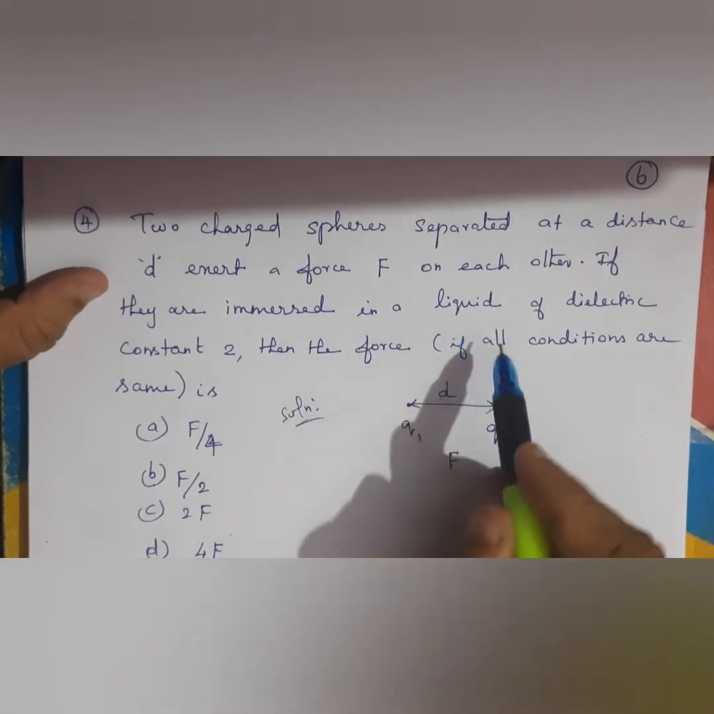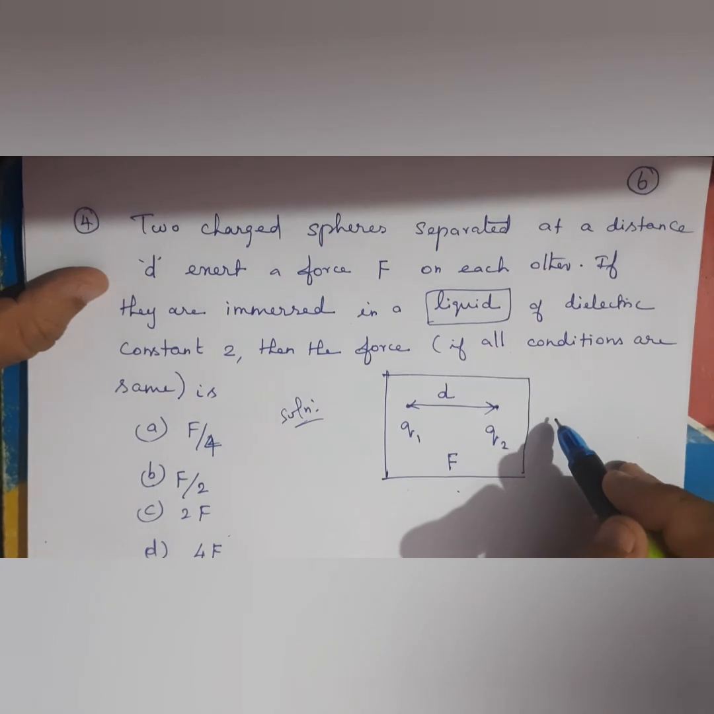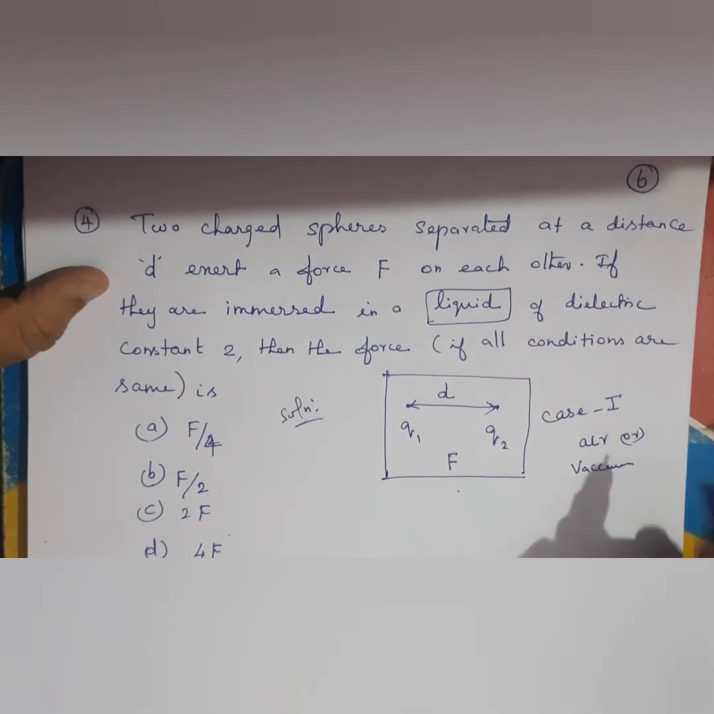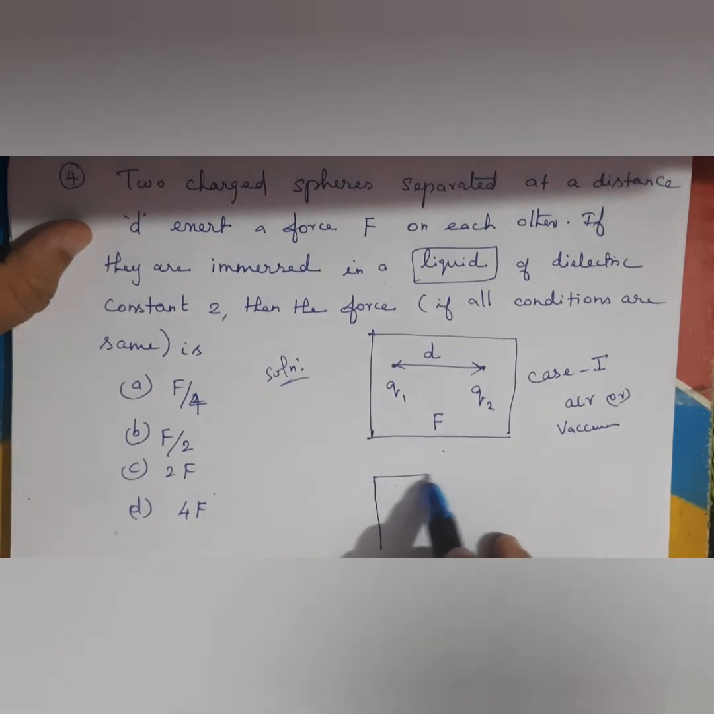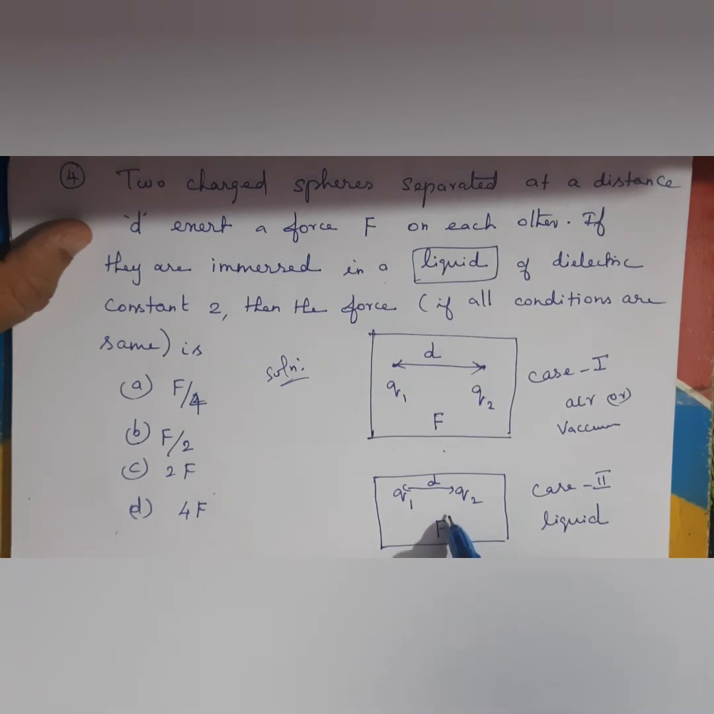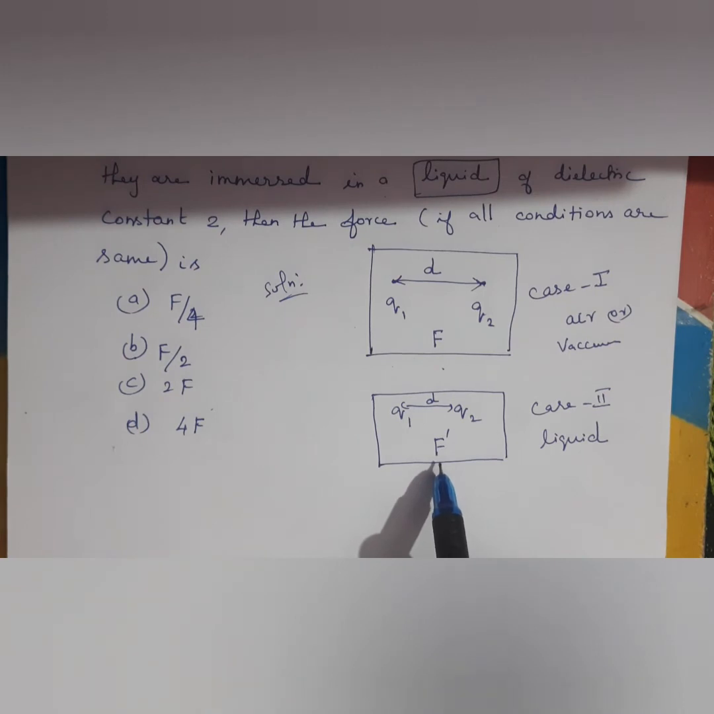If they are immersed in a liquid. Now for both the charges, this one is case number 1. In this case, the medium is air, that means vacuum. So case number 1: medium air or vacuum. Case number 2: they are immersed in a liquid. So the same system Q1, Q2 separated by a distance D is immersed in a liquid. This is case number 2. What about the force? That force let me consider as F dash. So now we are going to calculate the new force F dash.